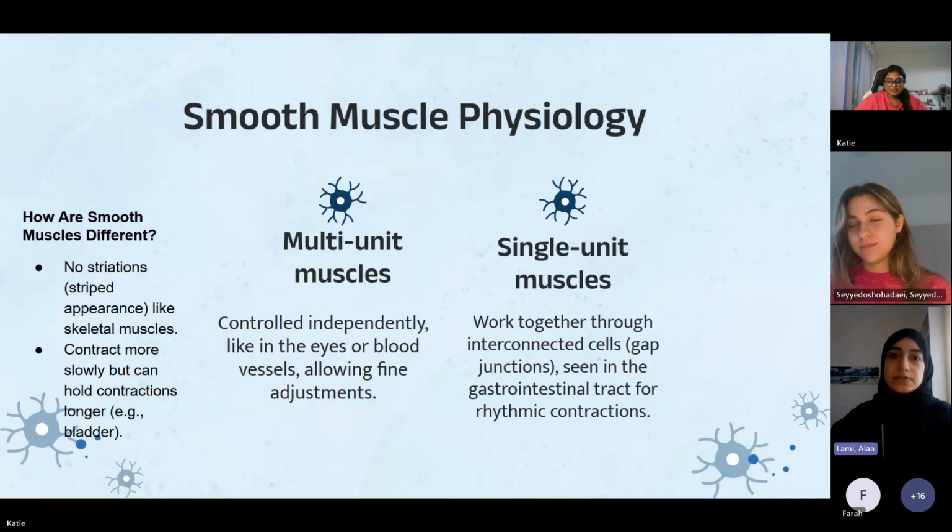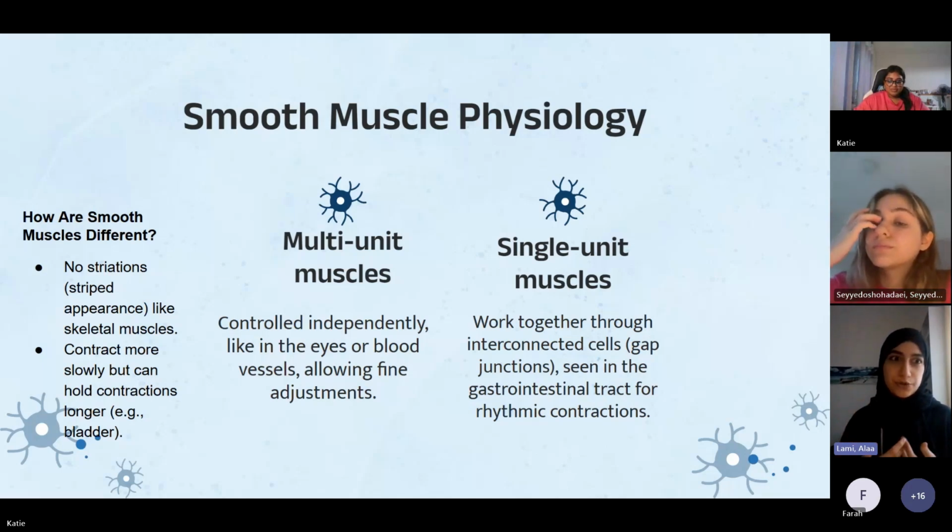Okay, so smooth muscle physiology. Smooth muscle, again, we're going to classify as either multi-unit or single unit. Multi-unit is controlled independently, like in the eyes or in the blood vessels, and it allows fine adjustments. Single unit muscles work together, not independently, by being interconnected through gap junctions. We see this in the GIT because there we have peristalsis, so we need rhythmic contractions, and we need them to be in coordination with each other.